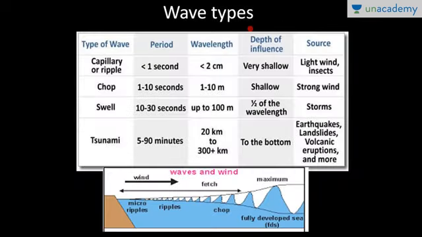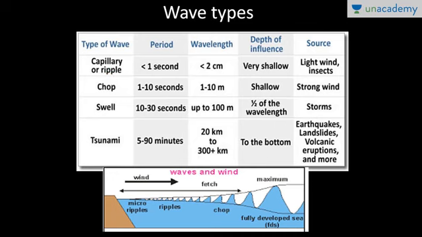Now there are different wave types. It depends on the depth of influence, right? It depends on the period, it depends on the wavelength, and definitely on the source, right? Now some waves are just ripples, right? You can see it here, micro ripples and ripples. Now the reason may be light winds or some insects, right? Now these are very shallow. You can see it here, the micro ripples and ripples.